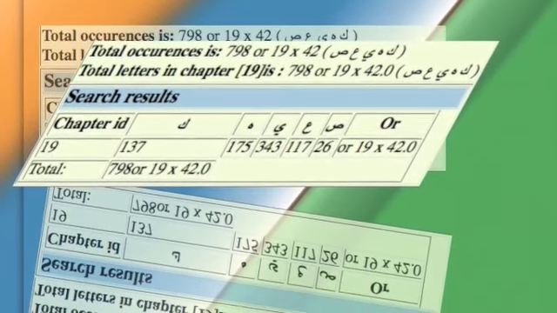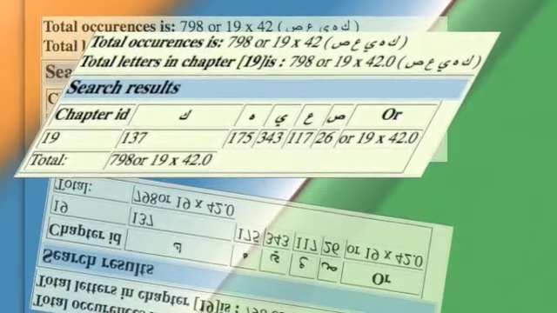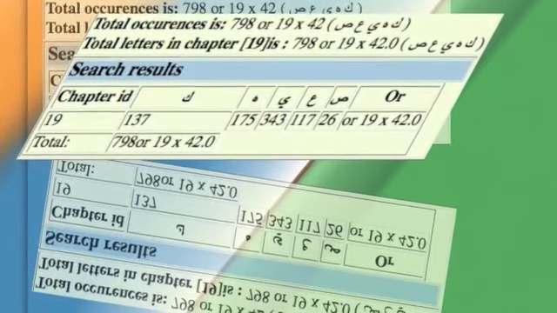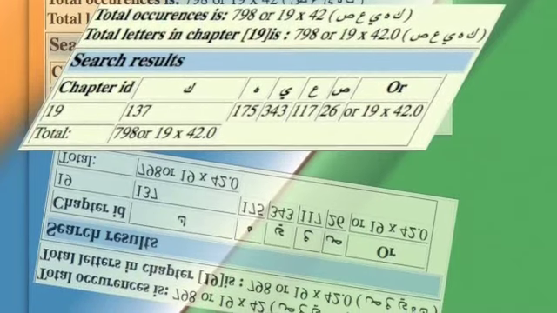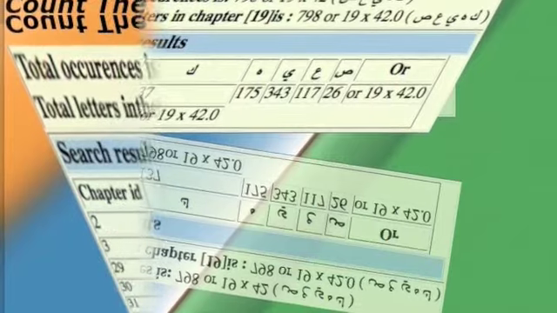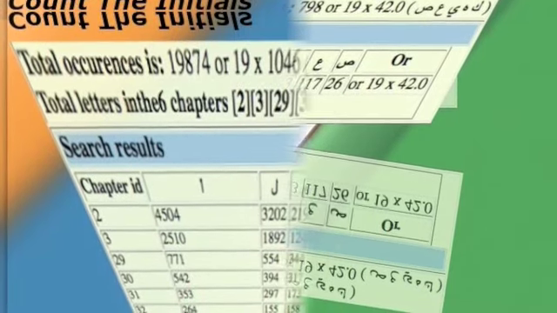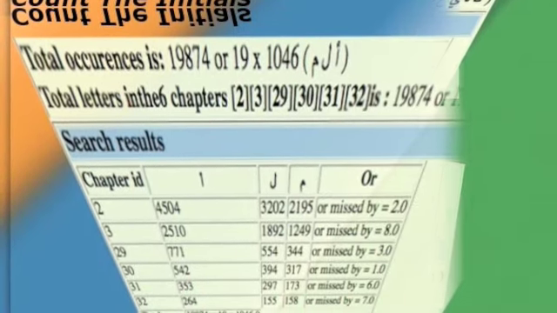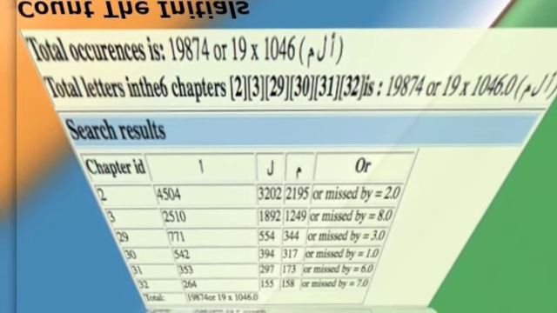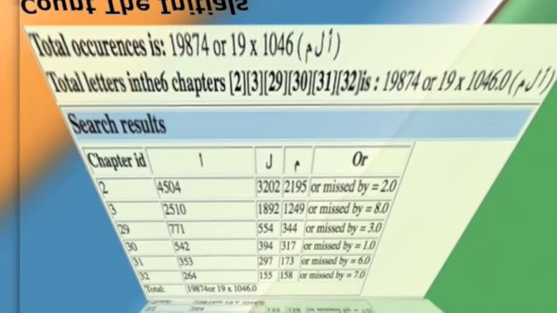Chapter 19 has 5 initials: K, H, Y, A, S. The number of K's is 137, the number of H's is 175, the number of A's is 117, the Y's are 343, and the number of S's is 26. The total of those initials in chapter 19 is 19 times 42.